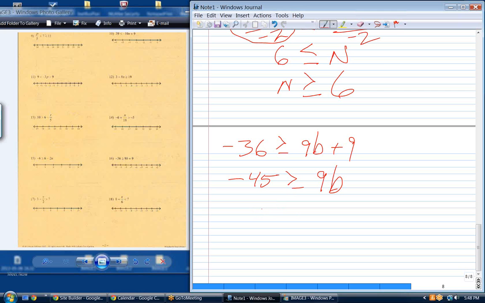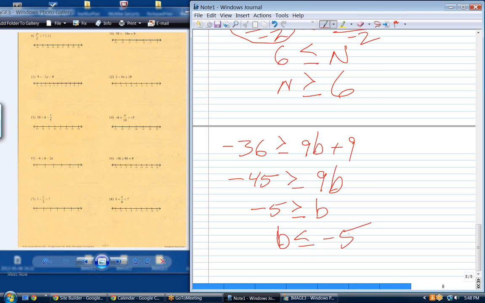Negative 45 divided by 9. What's the next step? So it'd be negative 5 is less than, no, we didn't divide by a negative. Negative 45 divided by 9. We're dividing both sides by a positive 9, so we do not switch the sign. Oh, I get it. So negative 5 is greater than or equal to b. And then the last line? b is less than or equal to negative 5.